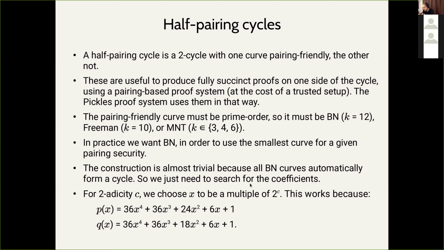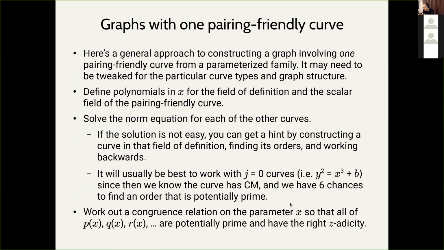So, yep, choosing x here. Notice that if x is a multiple of 2 to the c, then so are all of these terms that involve x. And so you get 1 modulo 2 to the c. So we might want to have other constructions with one pairing-friendly curve in the graph.